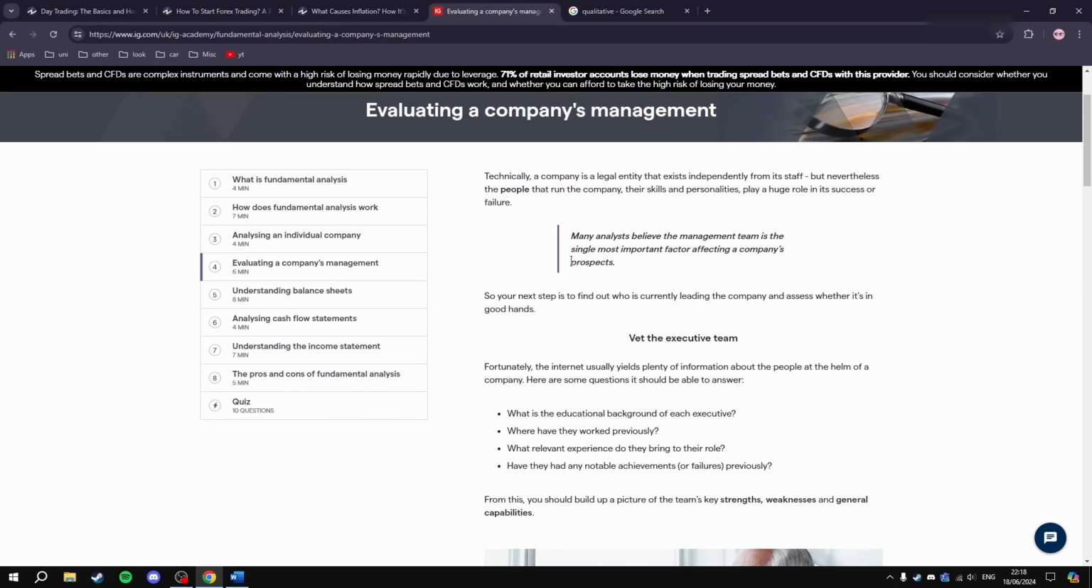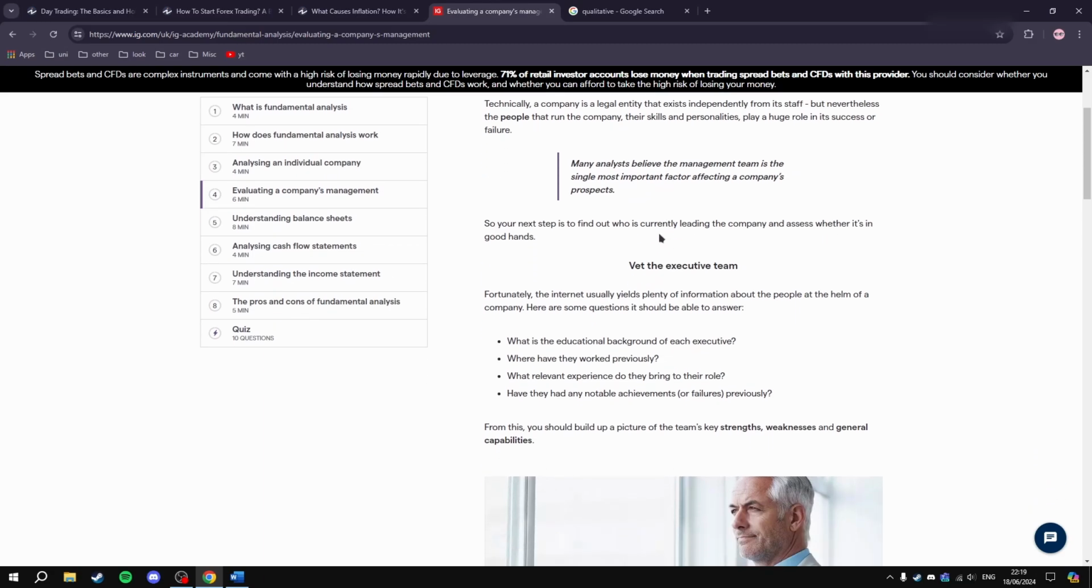Technically, a company is a legal entity that exists independently from its staff, but nevertheless the people that run the company, their skills and personalities, play a huge role in its success or failure. Many analysts believe the management team is the single most important factor affecting a company's prospects.